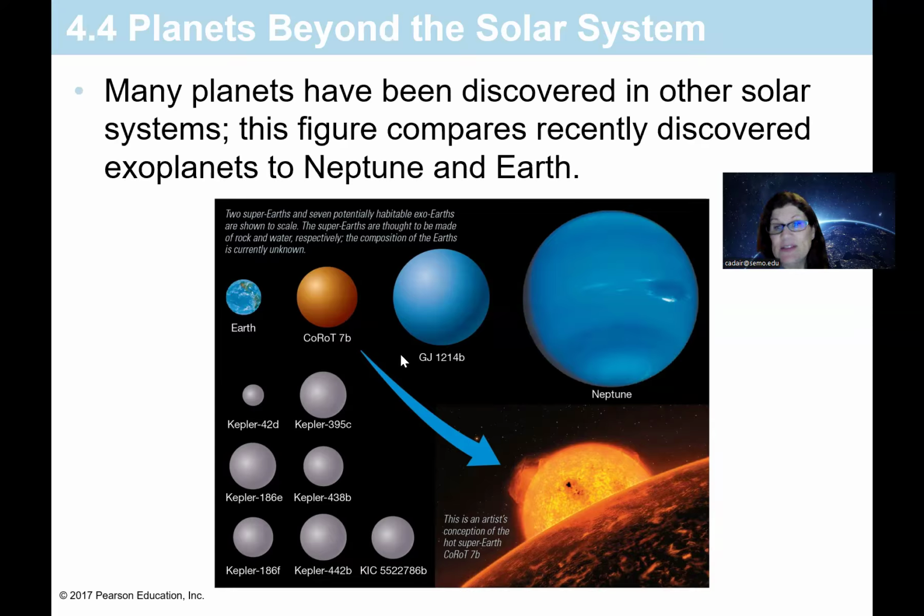The Jupiter ones are easier to discover, and so those were the first ones we were able to discover. We've only discovered a few of them that are close to Earth's size and only a few of them that actually could potentially have liquid water.